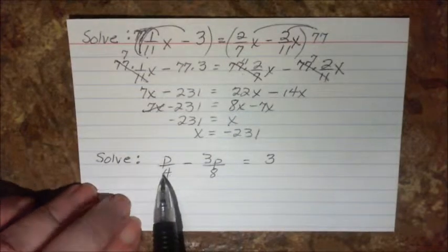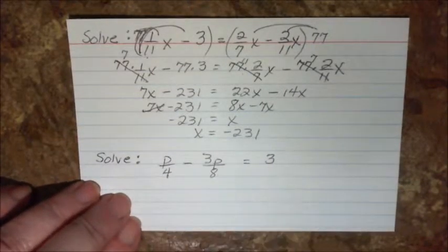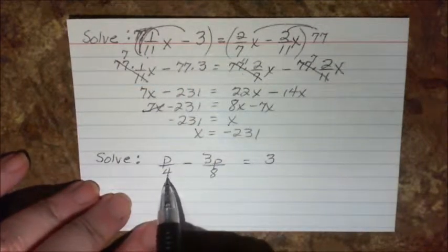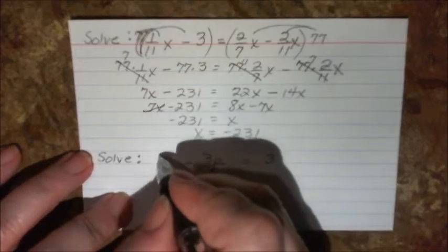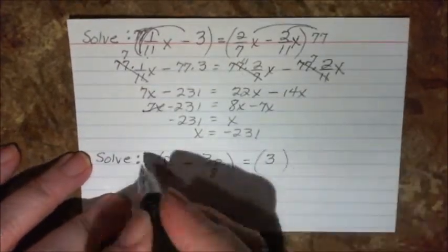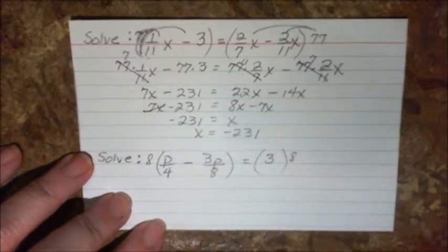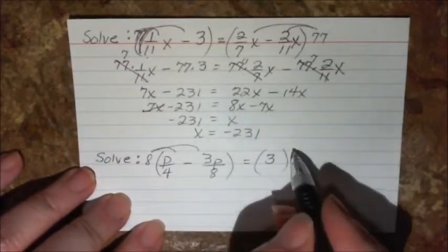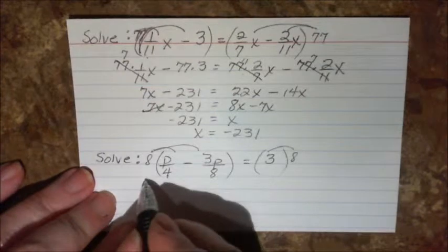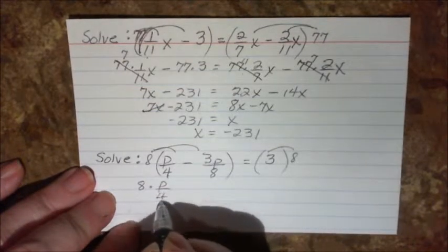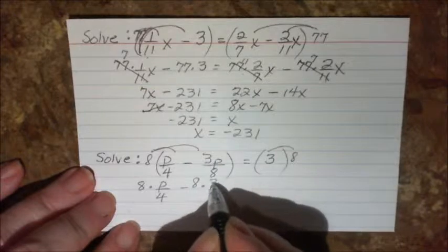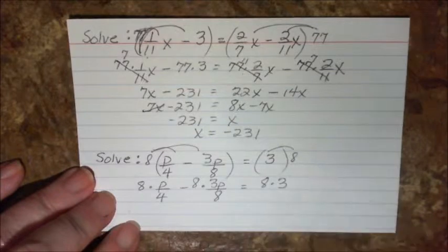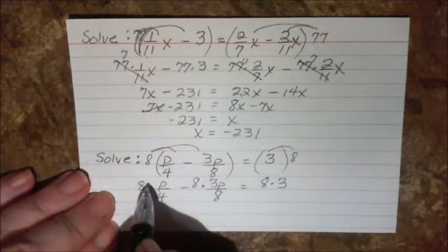Another one with fractions. Just two fractions here, two denominators. Still might be nice to clear the fractions. So the least common multiple of 4 and 8 is the number 8. So we multiply both sides of the equation by 8. So we're going to distribute to two terms here, and we only have one term to multiply by here. So 8 multiplied by p over 4 minus 8 multiplied by 3p over 8 is equal to 8 multiplied by 3. So again, the reason for this is to clear the fraction.